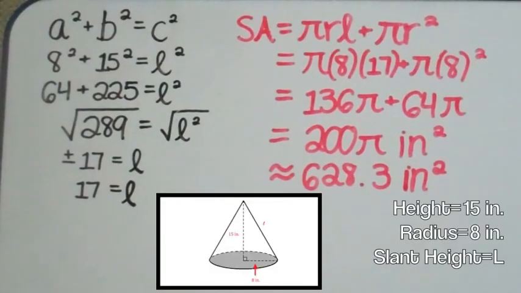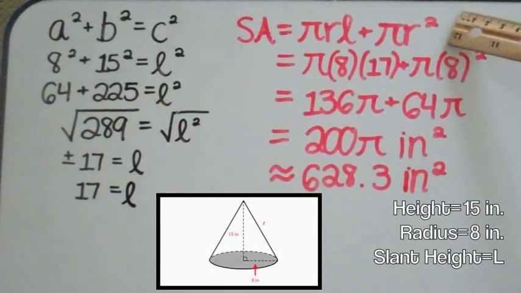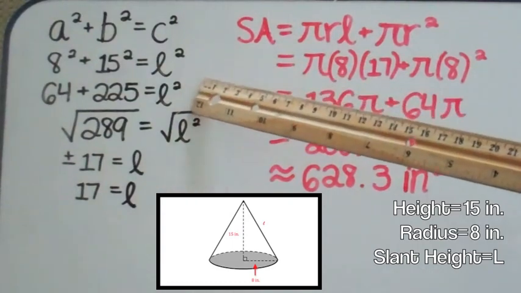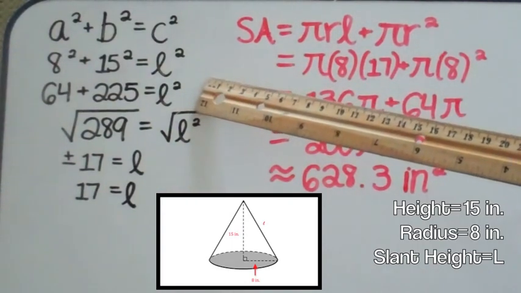The surface area equation of a cone is pi times radius times slant height plus pi times radius squared. Since the slant height is not given to you, you must use the Pythagorean Theorem to find it. First, set 8 squared plus 15 squared equal to L squared. Then, multiply out the exponents. Your equation will be 64 plus 225 equals L squared.